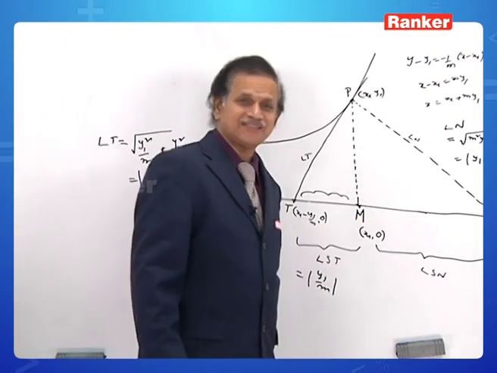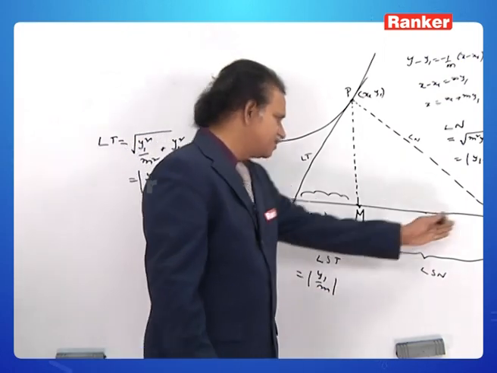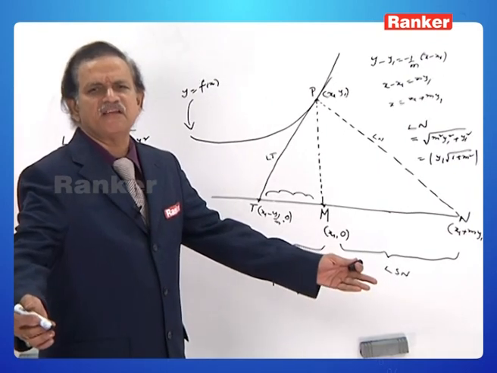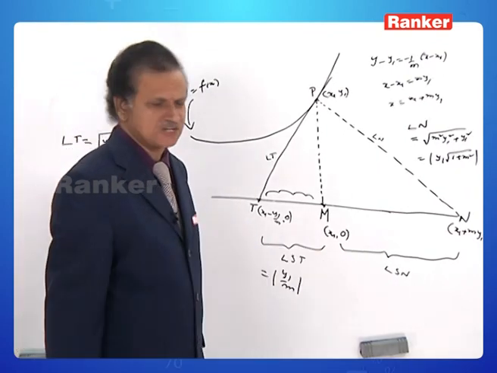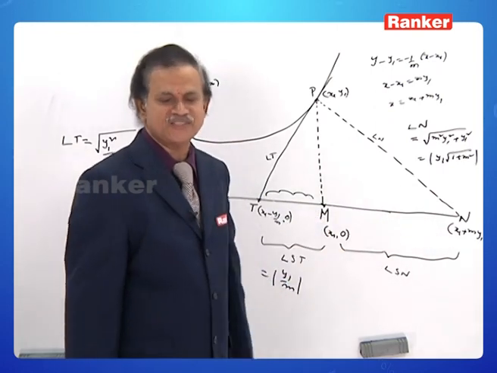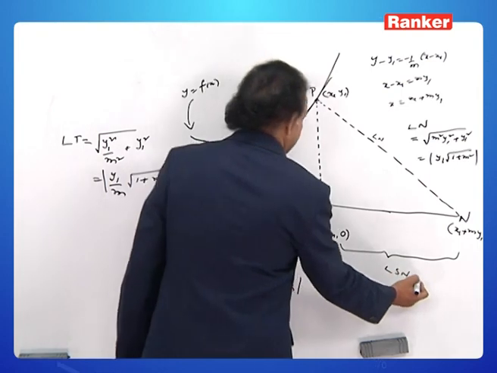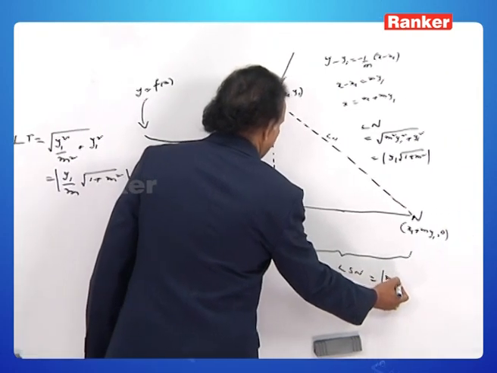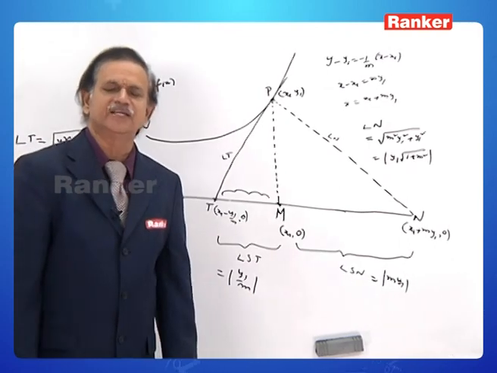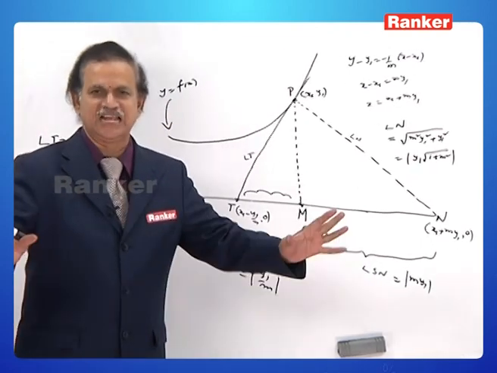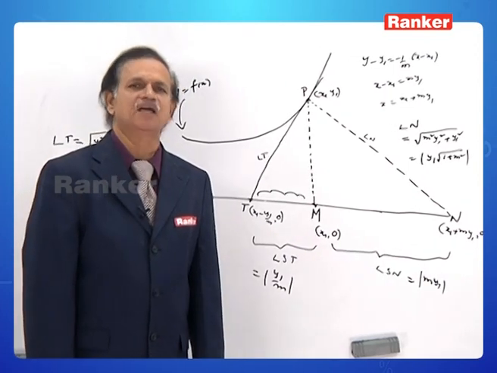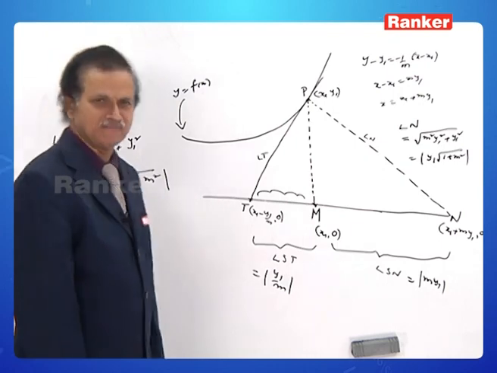Okay, what is the length of the subnormal? Is it not the distance between these two? Yes, of course. It can be read directly. No question of any calculation. There is x1 plus m y1, and this is x1. What is the difference? Just m y1. Therefore, length of the subnormal is equal to m y1. Why should you put the modulus symbol? Because they are absolutely the lengths only. That is why we have taken the absolute value symbol, that is modulus symbol.